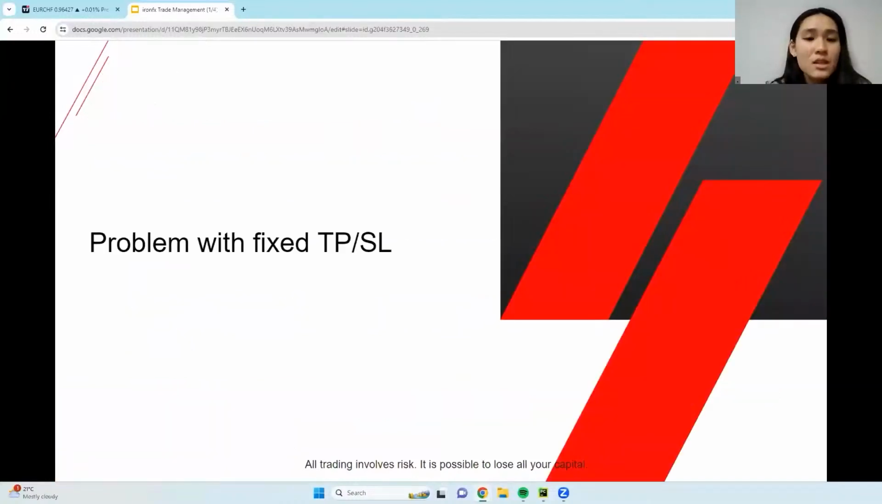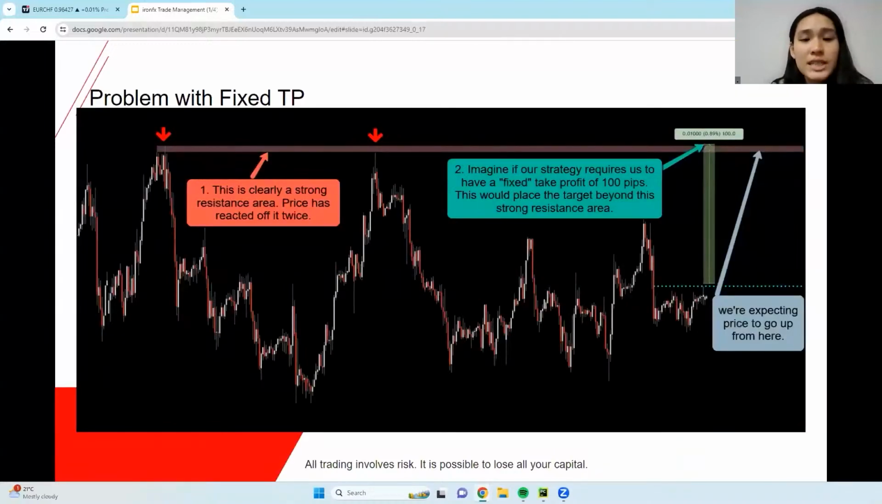So let's start off by going through the issue of having a fixed take profit or stop loss. Firstly, let's take a look at this example. The red area over here, you can see this red resistance level. This shows us a strong resistance area since we have two swing highs, or we can see that price has reacted off this area twice. And it aligns with this red area that we've highlighted.